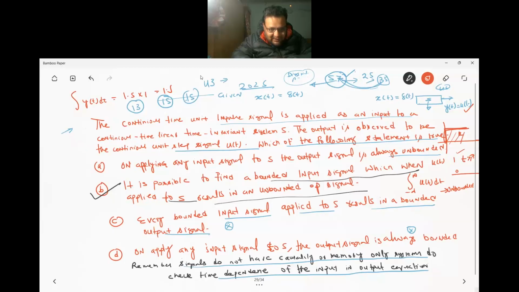It is possible to find a bounded input signal u of t, which when applied to S results in an unbounded signal. So the option for this would be B. Okay, let's move to the next slide. Let's go to the next question.